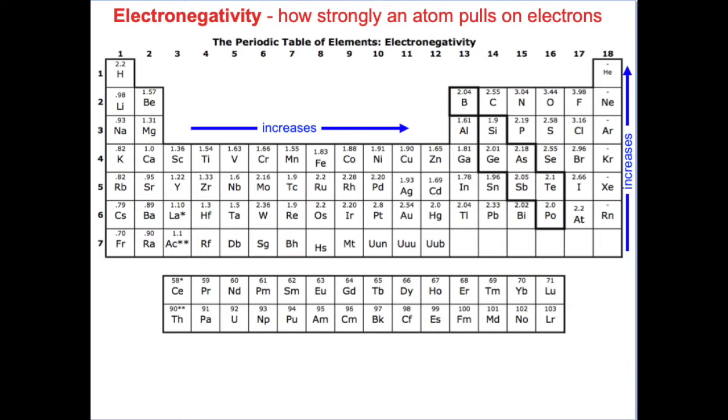We can figure out whether the bond will have no charge, called a nonpolar covalent bond, have a slight charge, called a polar covalent bond, or have a full charge, which is called an ionic bond and is discussed in a different video. To figure out which type of bond will occur, we need to find the difference in electronegativities between the two bonding atoms.